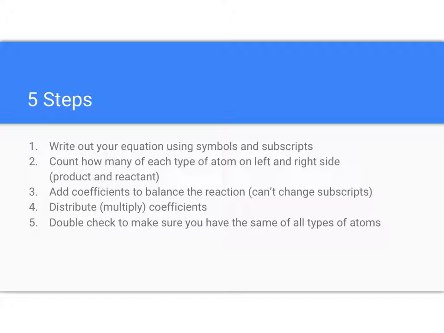Then here we are at step number 3. You want to make sure that we are adding coefficients to balance the reaction. So you can't change the subscripts. The subscripts are there to represent how the atom is bonded together. So the only thing you can do is add a coefficient to describe how to balance the equation. You also need to make sure that your coefficient is a whole number. You can't have any fractions or decimal points. Then you are going to distribute to make your coefficients. And you want to double check and make sure that you have all of the same type of atom on each side of the equation.